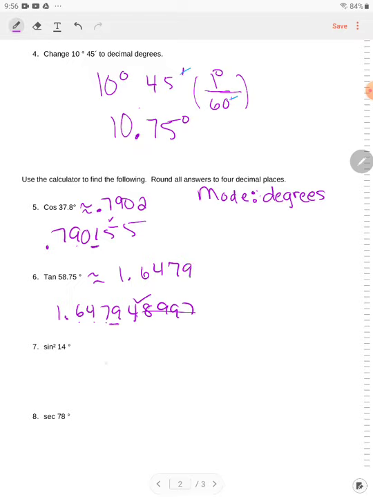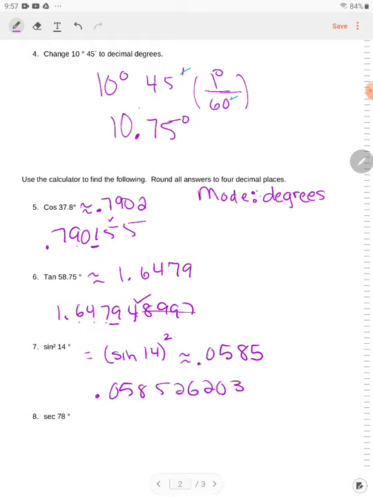Okay, sine squared of 14. The way that I do this is I do sine 14 and then square it. So we're going to do sine 14 squared. And we get approximately 0.0585. Okay, so on your calculator, 0.0585262036. 1, 2, 3, 4. Again, the 2 says stay the same.